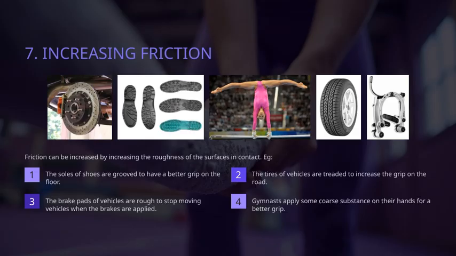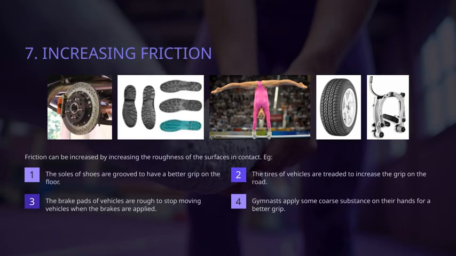Tires are another great example. They have tread patterns that increase their grip on the road, especially in wet or slippery conditions. These treads channel water away and create more contact with the surface, improving control. And even in sports, like gymnastics, athletes often apply a coarse substance, sometimes chalk or grip powder, on their hands. This helps them hold onto bars or rings more securely by increasing friction.